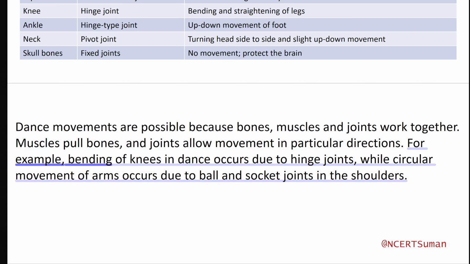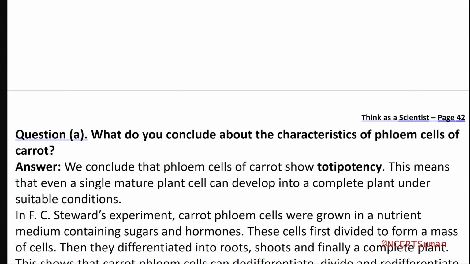For example, bending of knees in dance occurs due to hinge joints, while circular movement of arms occurs due to ball and socket joints in the shoulders. Think as a scientist, page 42, question A. What do you conclude about the characteristics of phloem cells of carrot? Answer: We conclude that phloem cells of carrot show totipotency. This means that even a single mature plant cell can develop into a complete plant under suitable conditions.